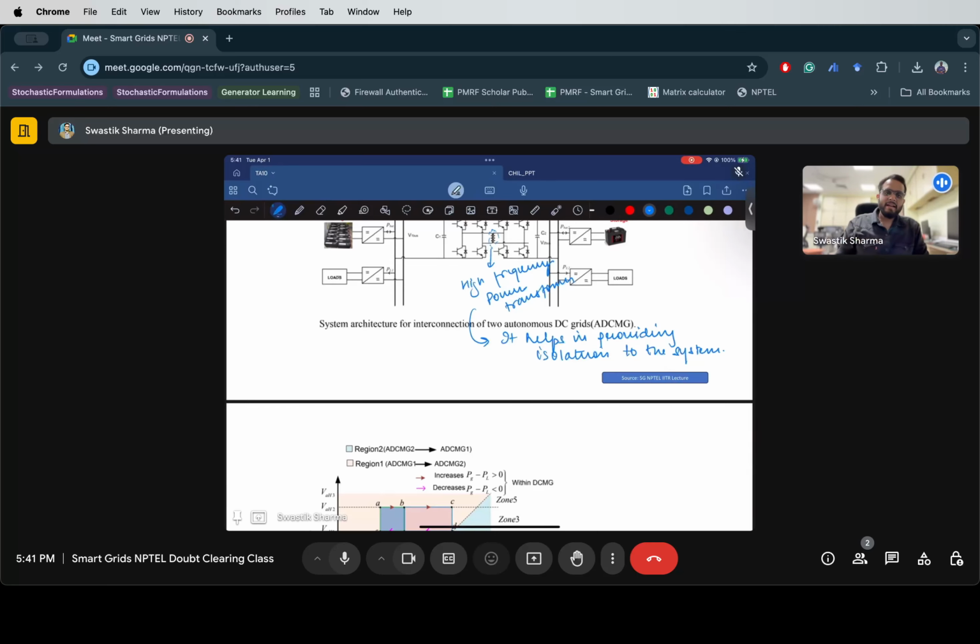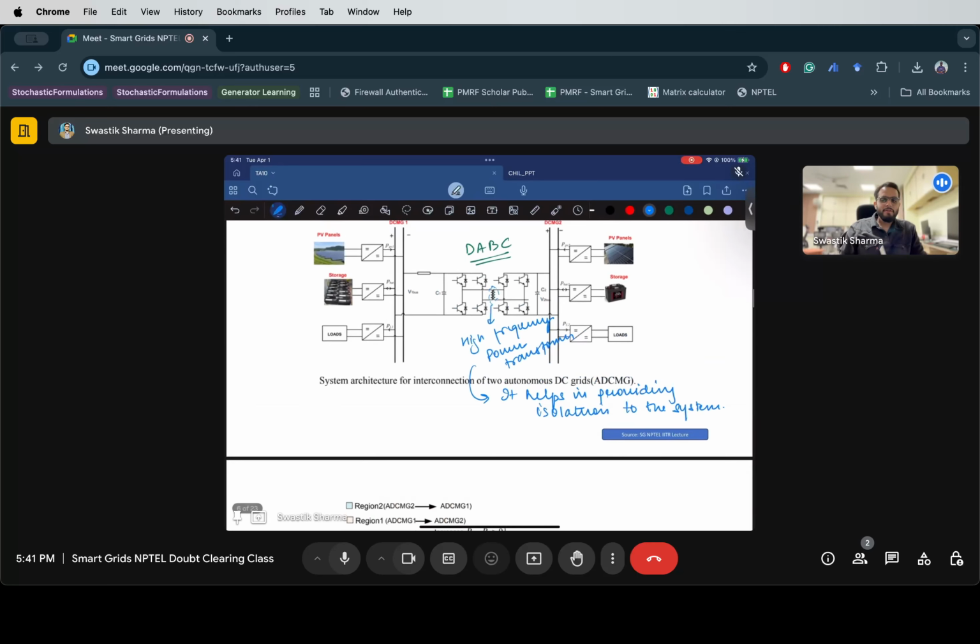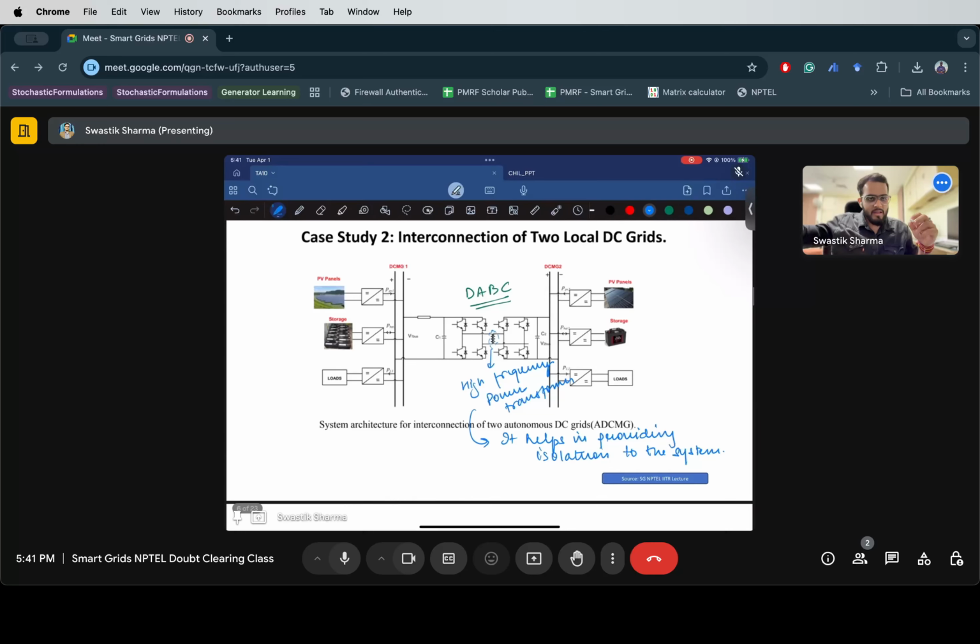So while acting as a step up transformer or a step down transformer, whenever you want it to act like that, it can also provide isolation. What I mean by isolation is that, let's say there is any fault occurring on the right hand side of the system, in DC microgrid 2. That fault can get transferred to DC microgrid 1 if it is simply connected with no isolation. But because there is isolation, how does this isolation come?